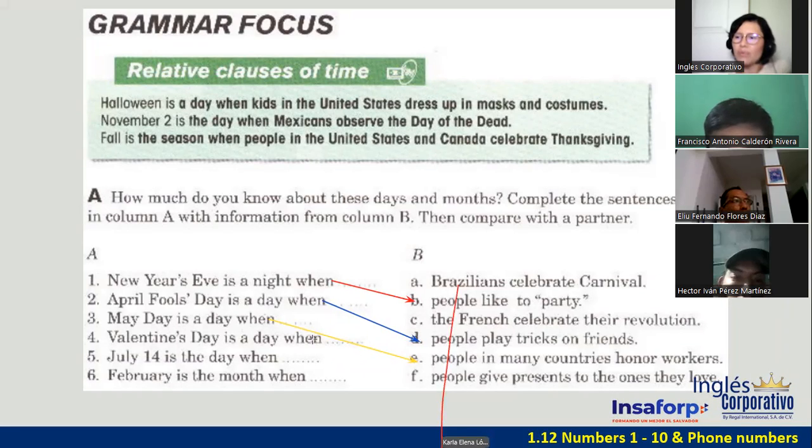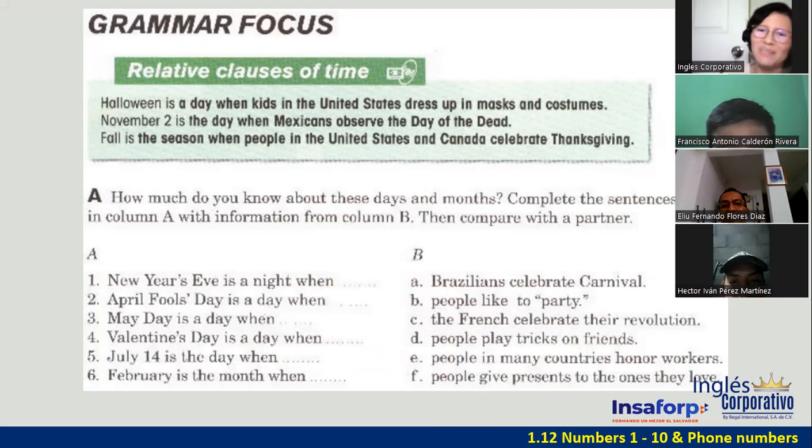Mm-hmm. Uy, creo que Carla Elena escribió ahí. Vamos a borrar eso. No, ya no me deja. Ay, voy a tener que borrarlos todos. Vaya, voy a comenzar de nuevo, ¿ok? Veamos, ¿cuál fue el primero? New Year's Eve is a night when, me dijeron ustedes, people like to party. Luego me dijeron, April Fool's Day is a day when people play tricks on friends. Ah, sí, verdad, yo había entendido mal, esa es cierto.